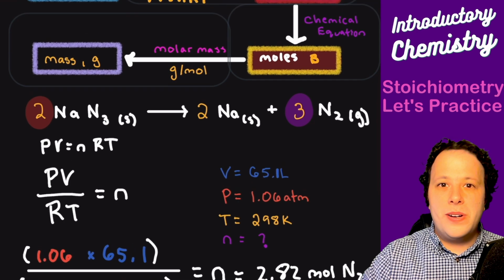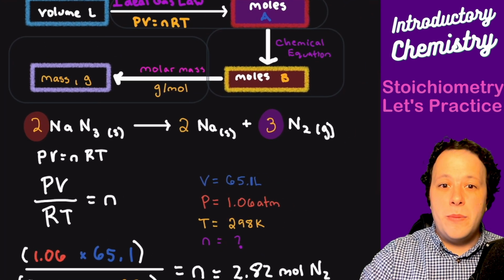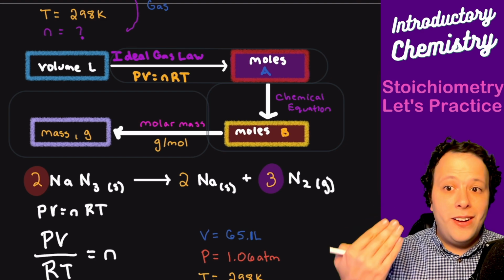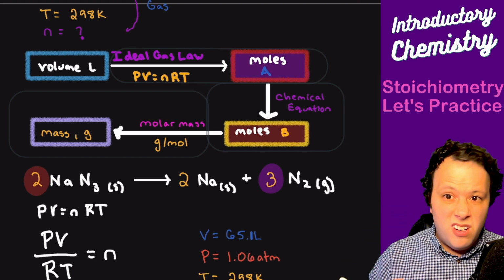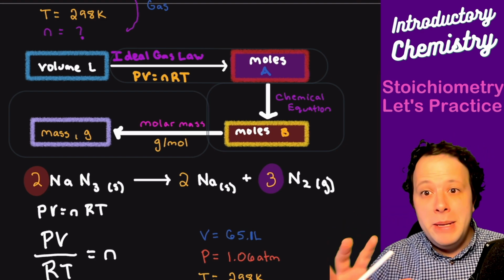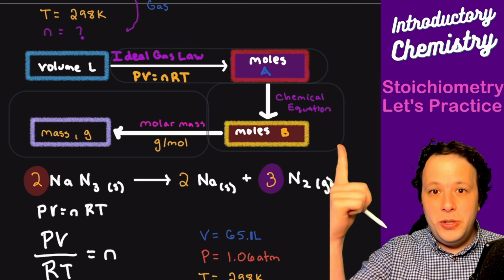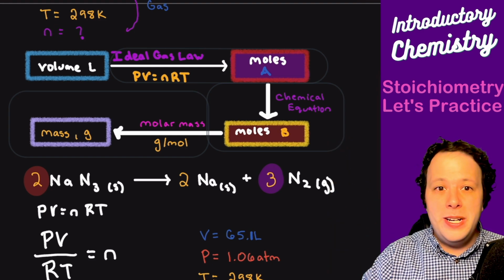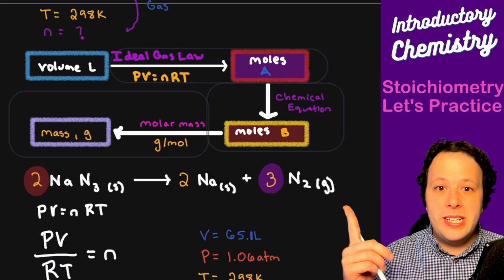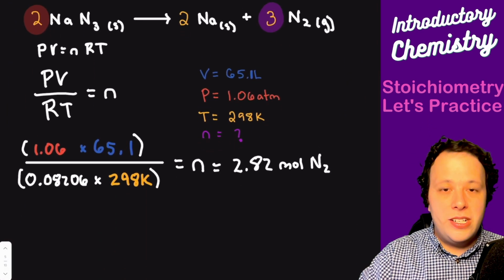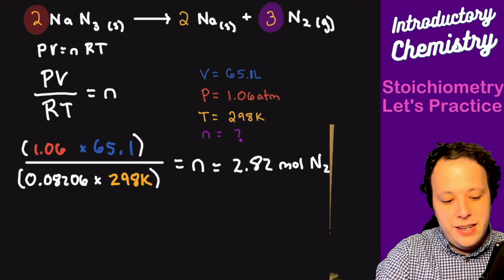And now what we want to do is look at our mole map to help guide us, right? Writing these out can be really helpful because these problems are very long and it's easy to get mixed up along the way. So our next step was using our mole to mole ratio using our chemical equation. So we started with nitrogen gas. So we have 2.82 moles of nitrogen and we need to go to NaN3.